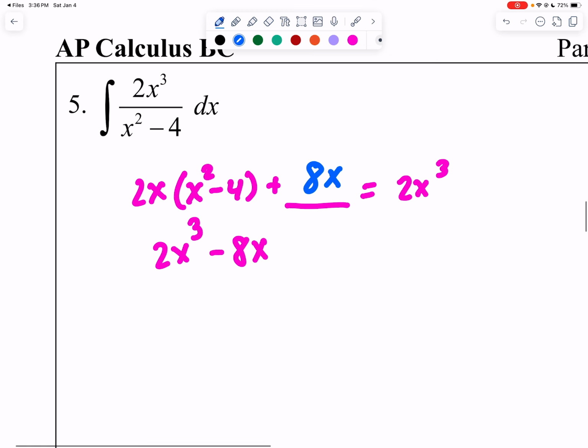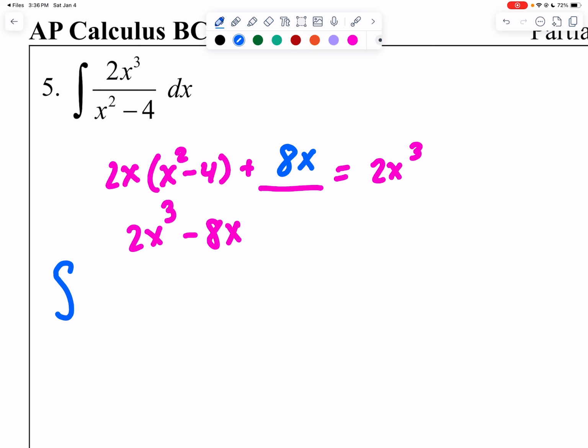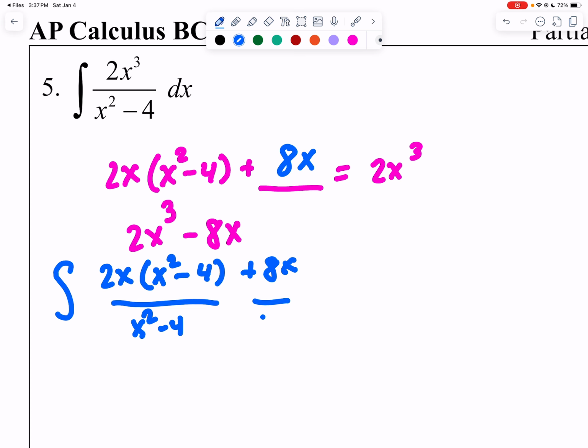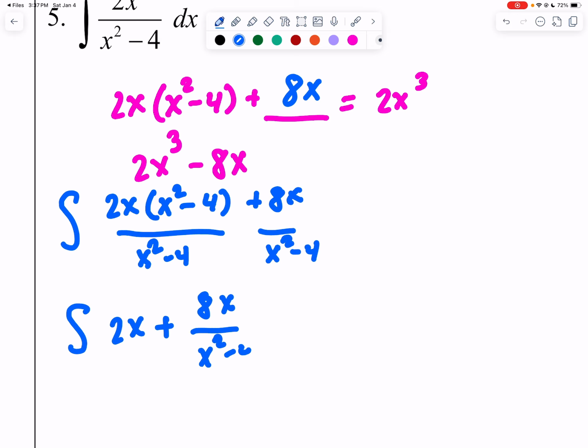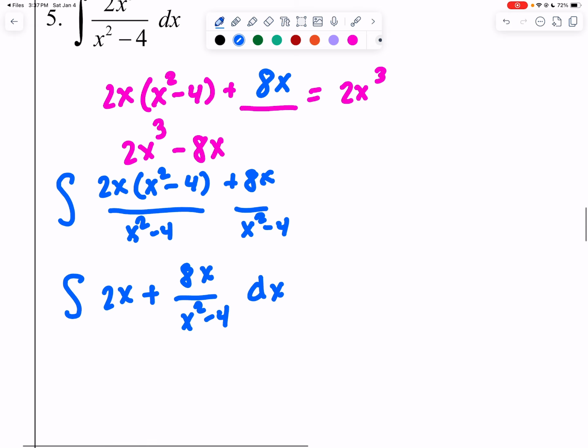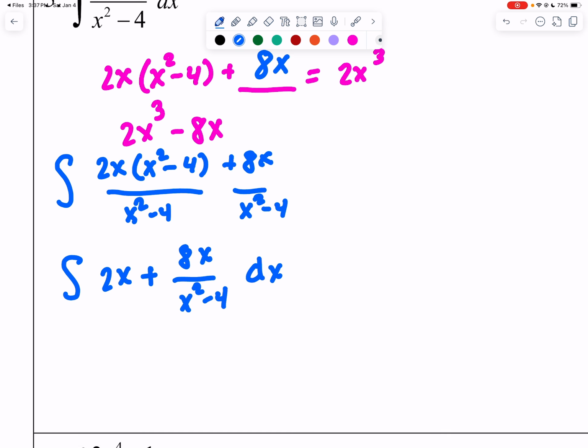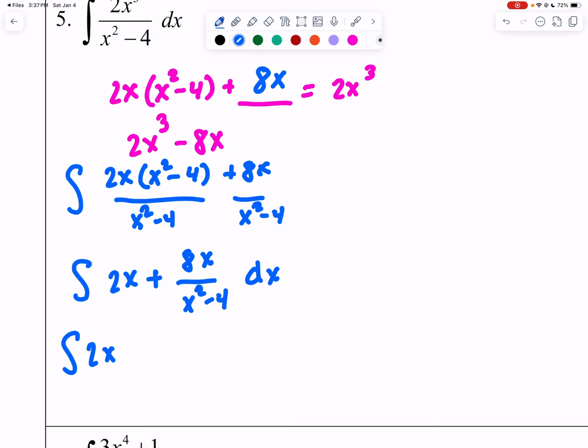And then if I were to, once again, think about putting this in the integrand, I'm going to have 2x times (x squared minus 4), plus 8x. The x squared minus 4 is going to cancel out. So now I'm left with the integral of 2x plus 8x over x squared minus 4 dx. Go ahead and split this up. So we have the integral of 2x dx plus the integral of 8x over x squared minus 4 dx.